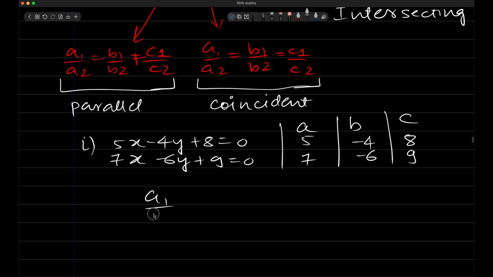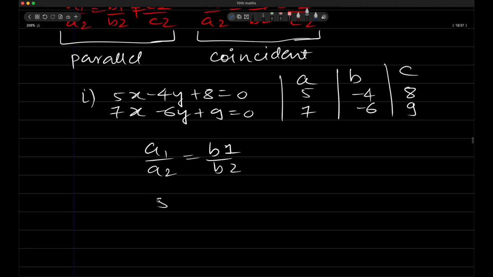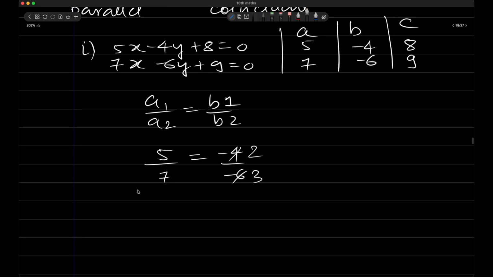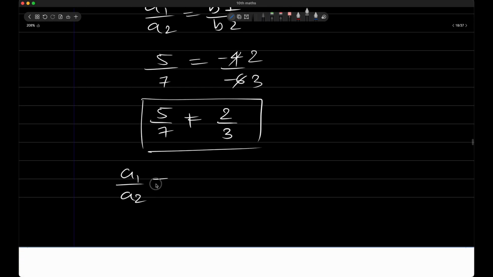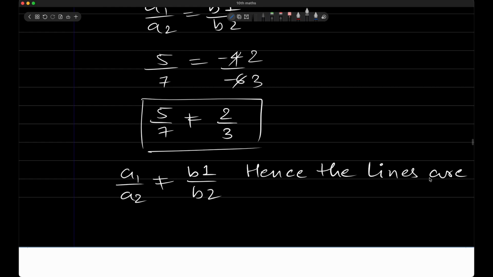So if we check whether a1 upon a2 equals b1 upon b2, we get a1 upon a2 as 5 by 7, and b1 upon b2 is minus 4 divided by minus 6, which equals 2 divided by 3. We have 5 divided by 7 not equal to 2 divided by 3. Minus into minus is plus. These two are not equal. Hence a1 upon a2 not equals b1 upon b2, hence the lines are intersecting lines.